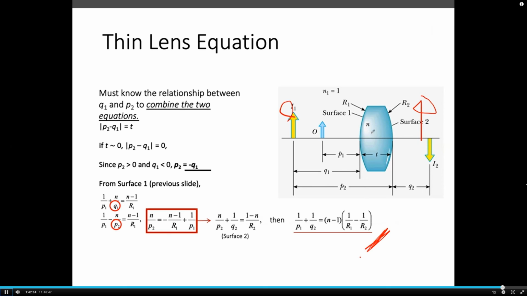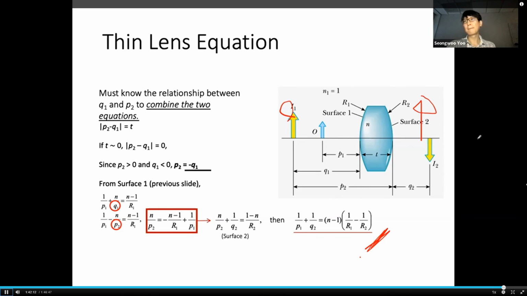Thanks. And then, well, it seems like I have another question in the chat room. Just 1 second. Okay, I'm going to read the question. For diverging lens and then converging lens, how do you find the sign for R1 and R2?